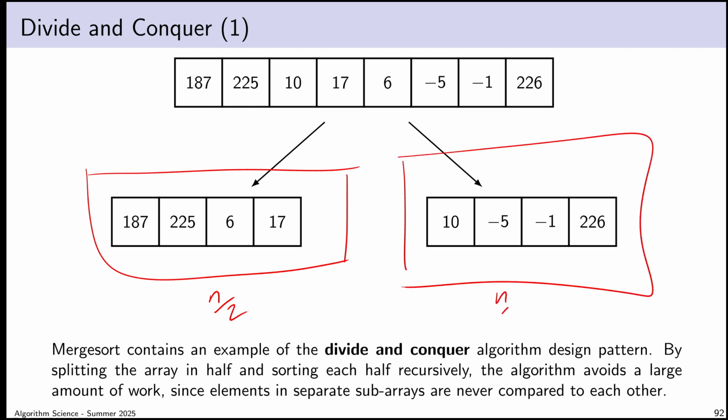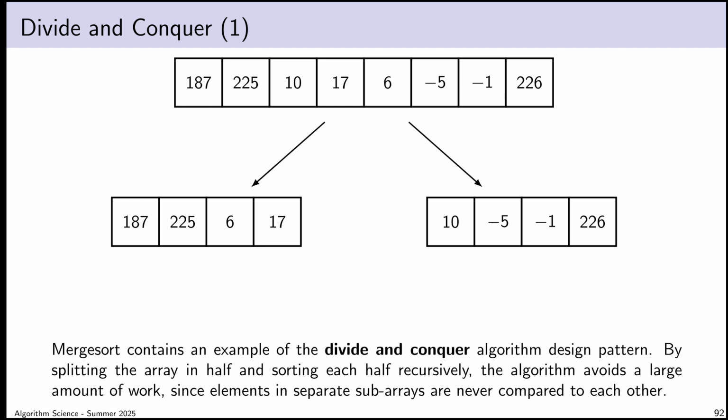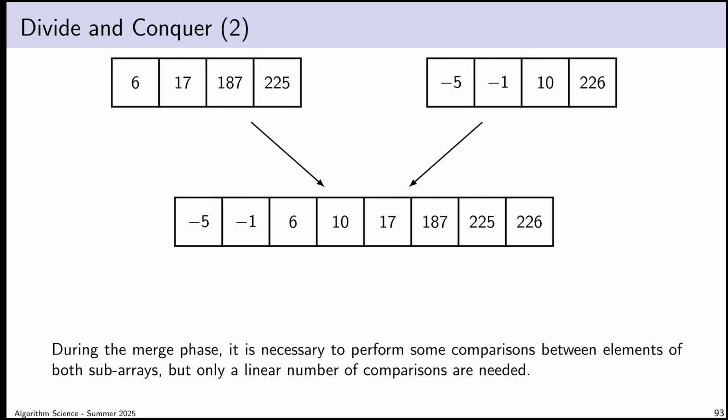And then, once I solve those two problems, taking the result, so taking two sorted arrays of size n/2 and merging them back together, hopefully by then there's more of a sense of order to the data that would allow me to save work. And so, as I said, when I sort the two subarrays, I never compare 225 to -5, for example.